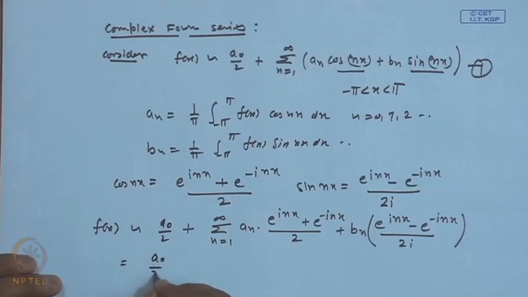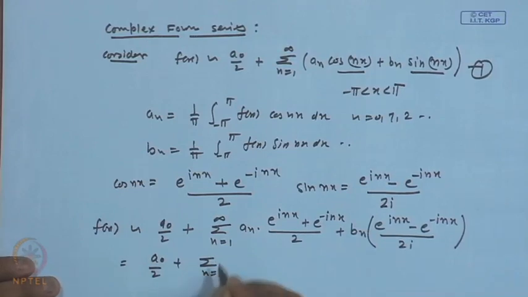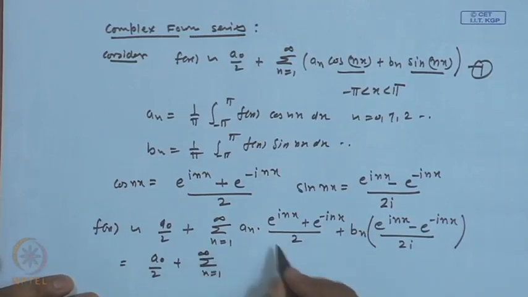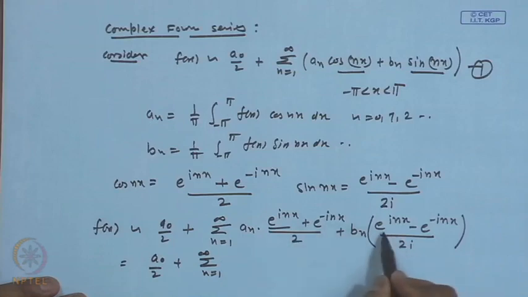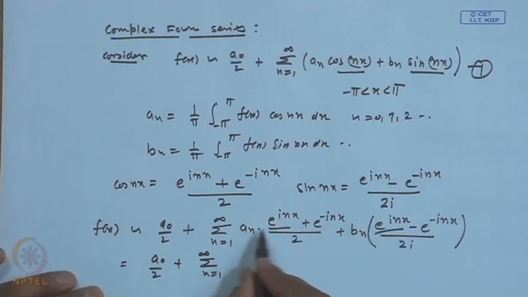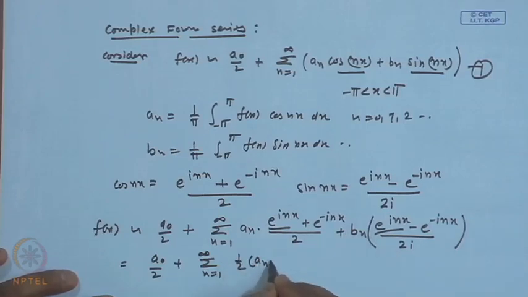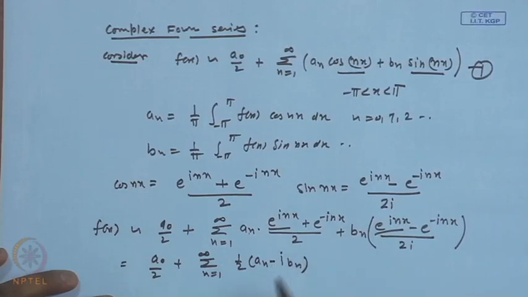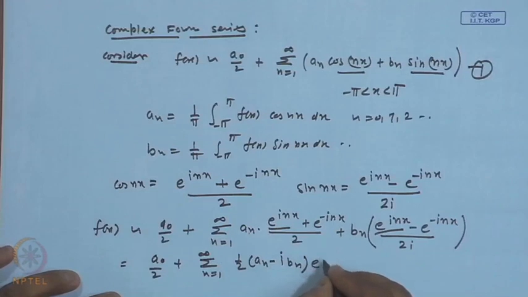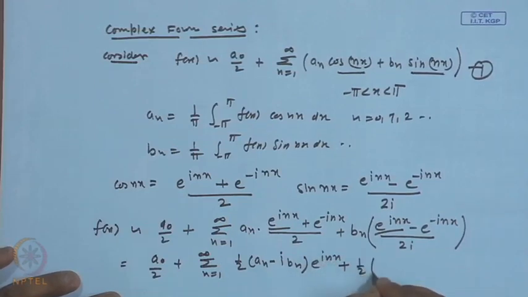Then we have a naught by 2 plus the sum n 1 to infinity, and we take this e to the i n x from here and from there common. So, we have half also a n, and minus this i we can multiply, so we get minus i b n. So, if we take half a n minus i b n, we will get e to the i n x, plus similarly there a n plus i b n times e to the minus i n x.